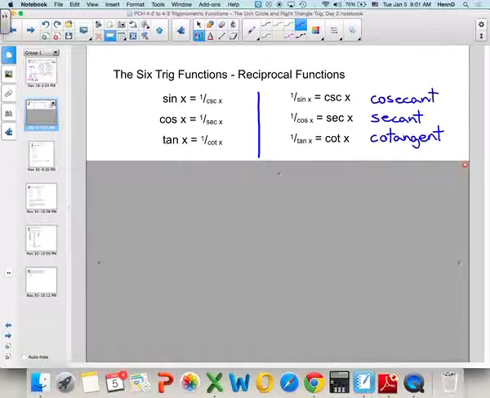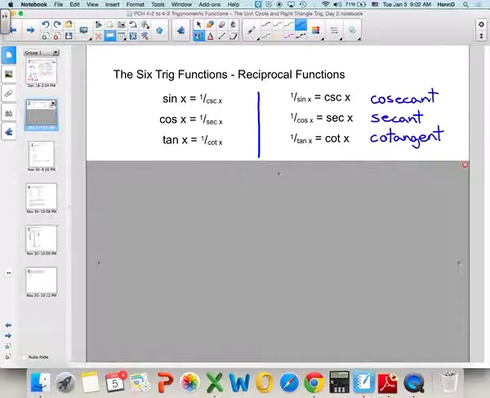Now we're going to see on Thursday how what we call the cofunctions go together. Sine and cosine go together in a different way. Secant and cosecant go together in a different way. And then cotangent and tangent go together again in that same way. But for these, the reciprocal functions, sine goes with cosecant, cosine goes with secant, and tangent goes with cotangent.